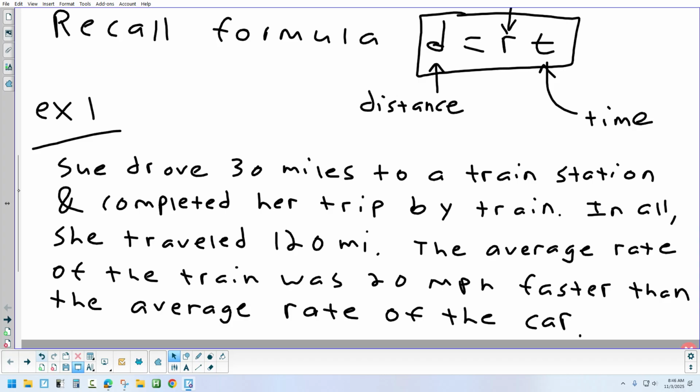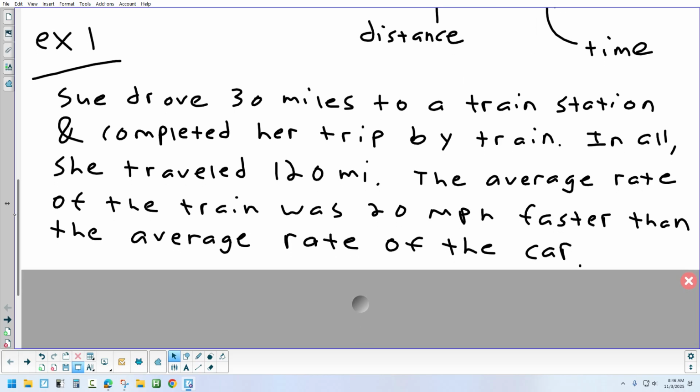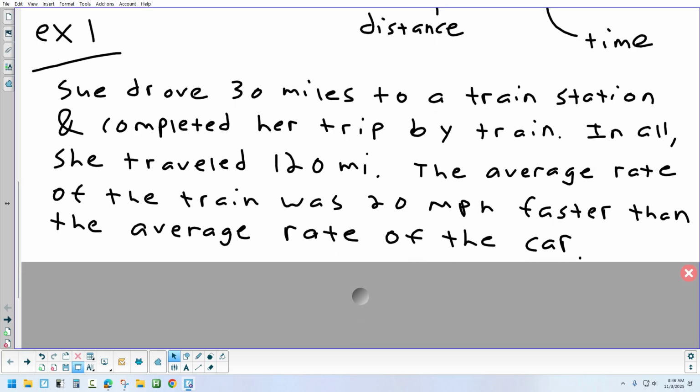They want us to come up with a formula that's going to represent the total time it takes for her to make this trip. So it has to take into account the fact that she's traveling by car and train, the distance of 120 miles, and the fact she did 30 of it by car. So we have to take all that into account.